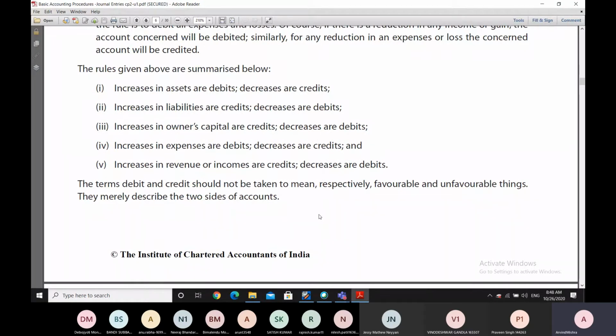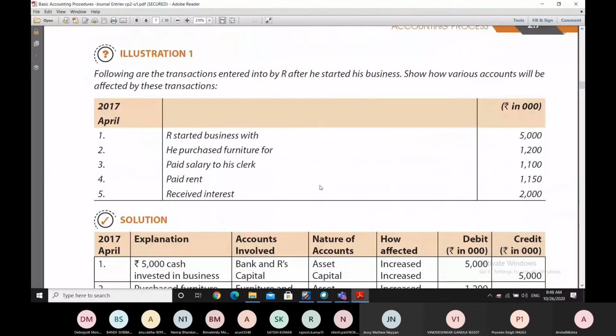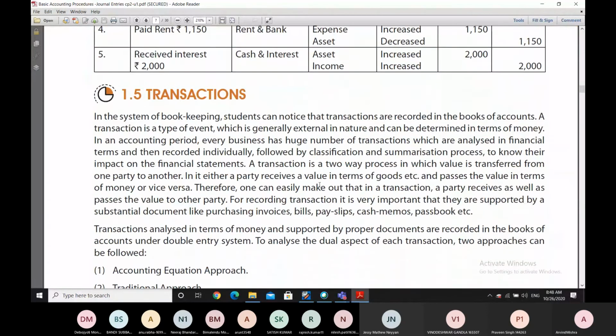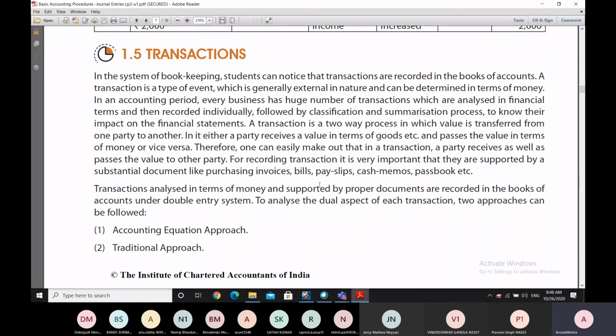So the term debit means left side and the term credit means right side, and they should not be taken to mean either favorable or unfavorable at all. We should not think of debit as something unfavorable, or credit as something favorable. We should rather think of debit and credit as left and right, that's all. So now, having understood the basic rules that come out of the tradition of writing the accounts, and after having understood the accounting equation, we will go on to the next part of it.